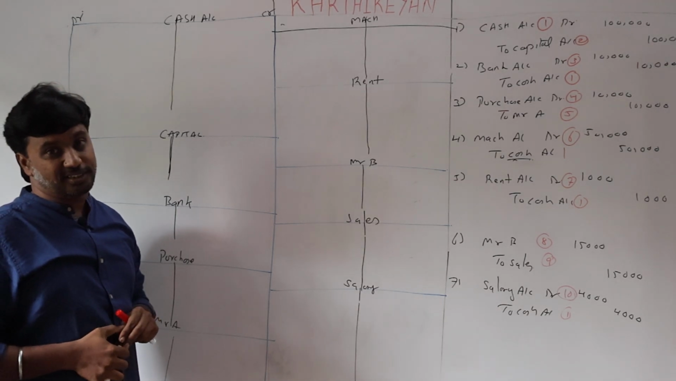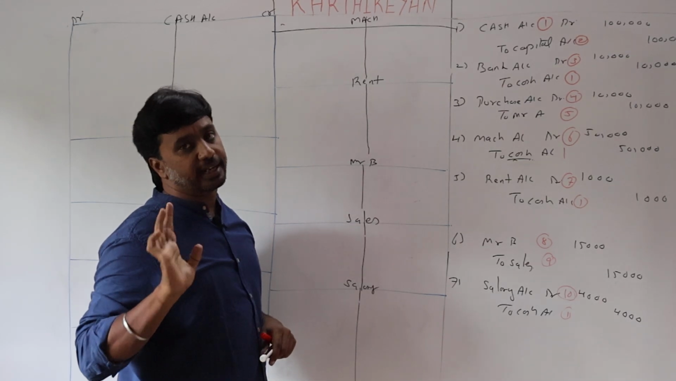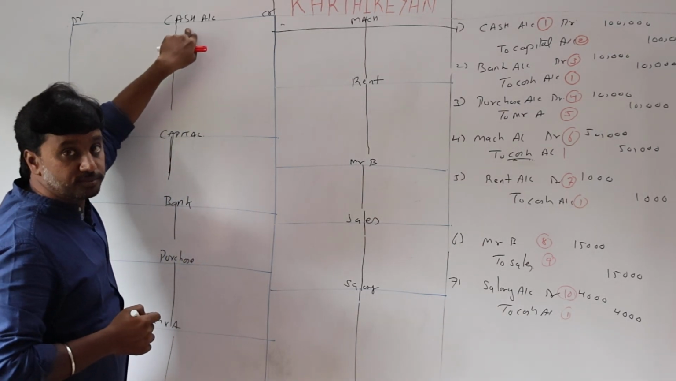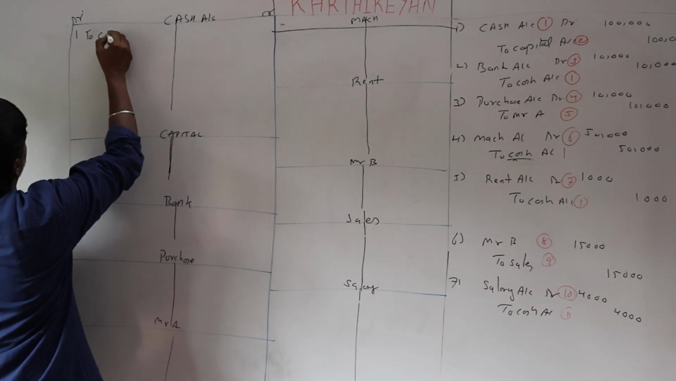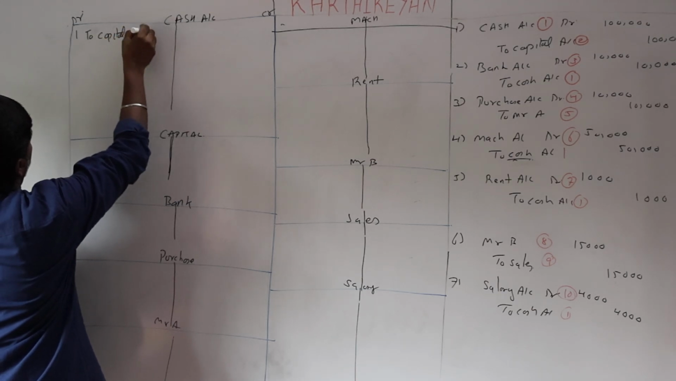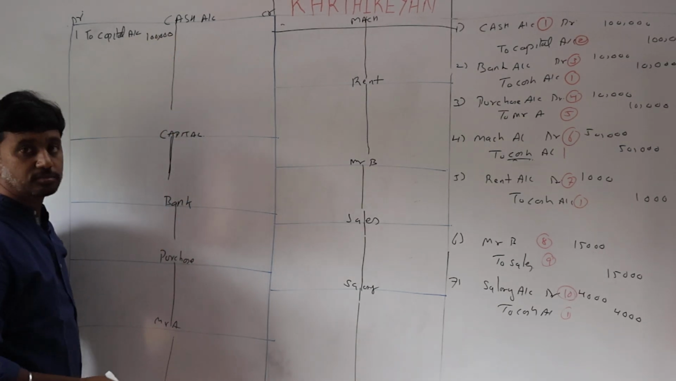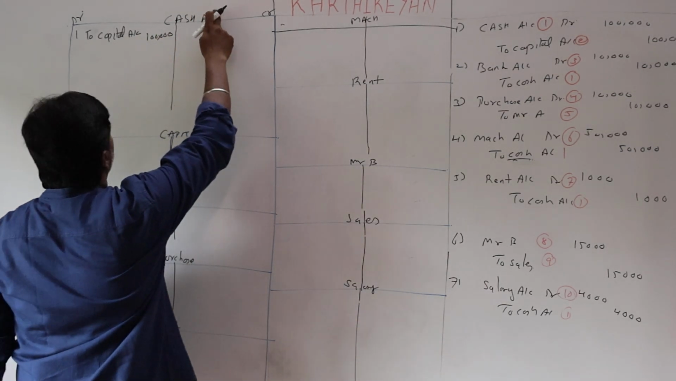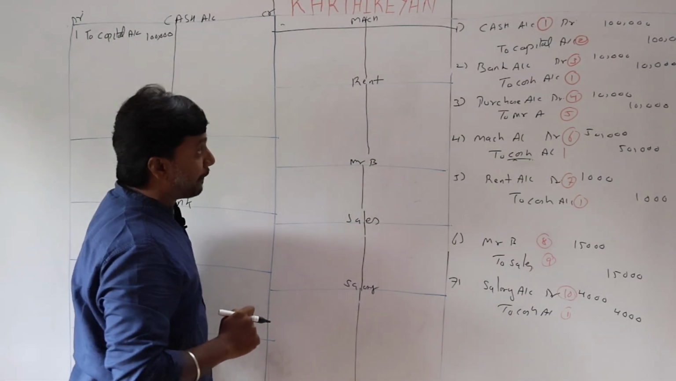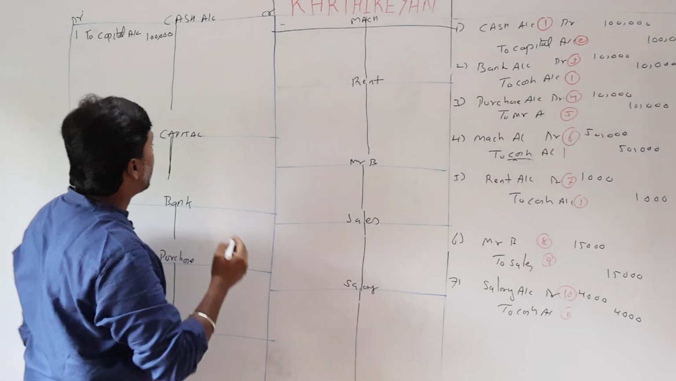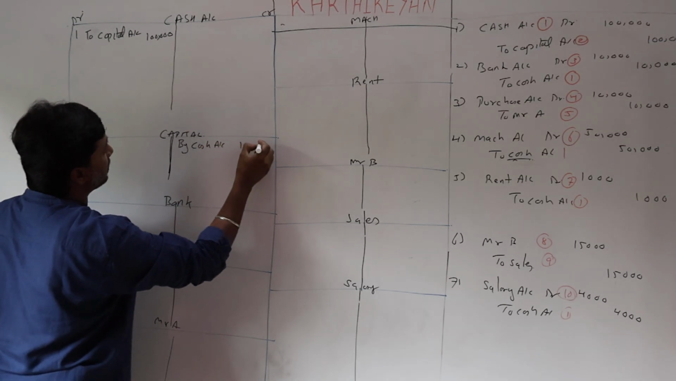How to do the ledger posting? First entry, cash account debited to capital account. With how much rupees? Cash account has been debited to capital account. So what has happened to the capital account? Capital account has been credited by cash account. Amount C.